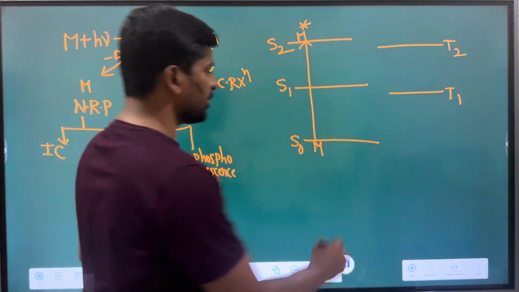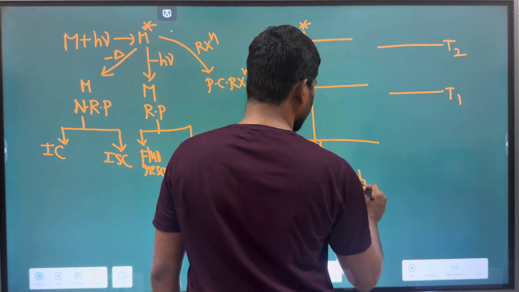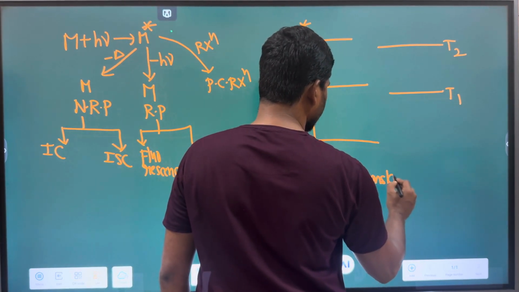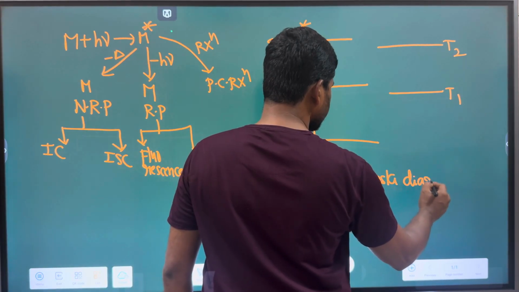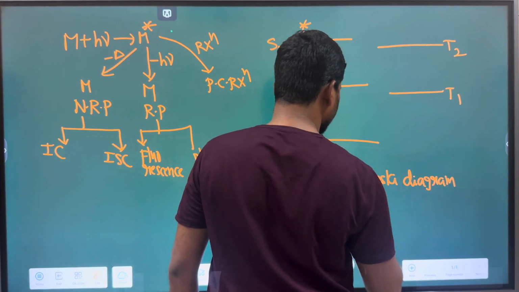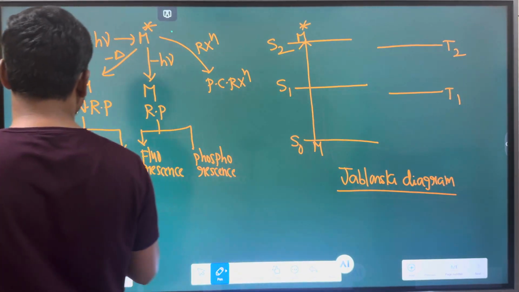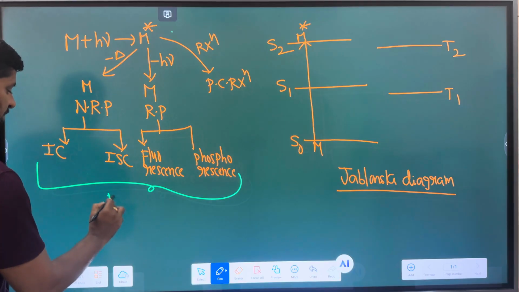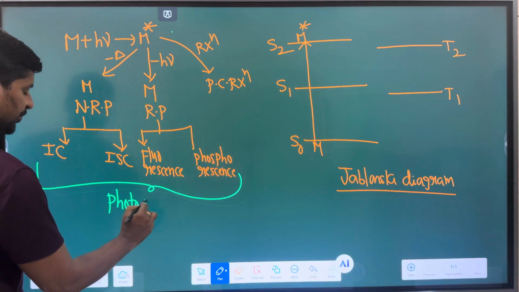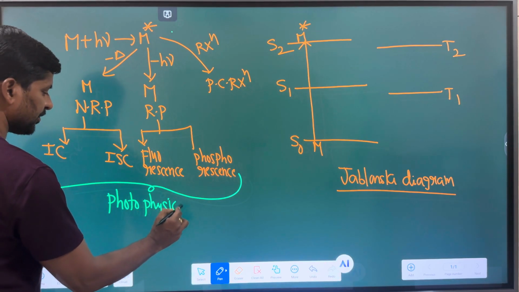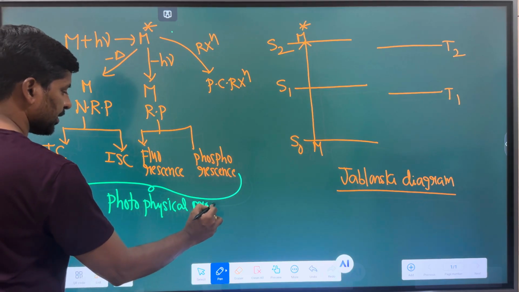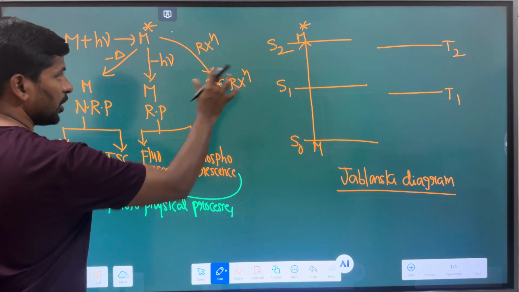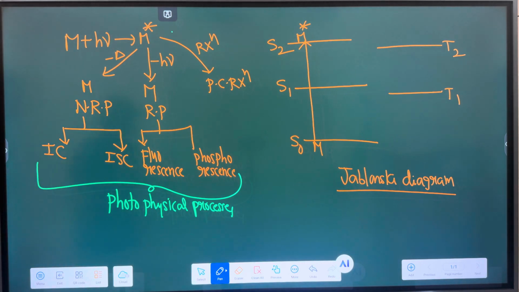This diagram is called the Jablonski diagram, and the Jablonski diagram gives all photophysical processes. So all these four are called photophysical processes, since here they are not involving a chemical reaction.